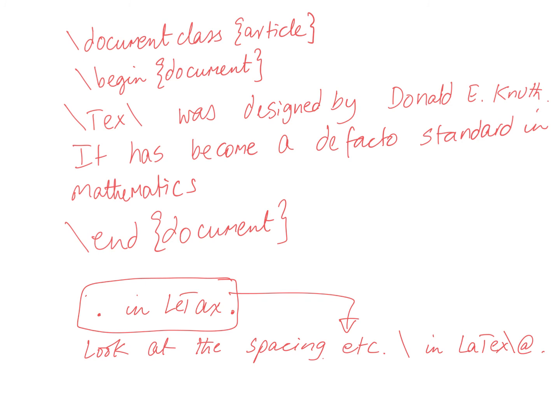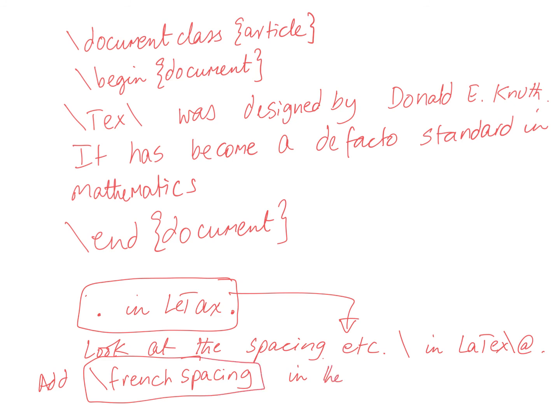Another way to do it is to add French spacing in the preamble. You'll get the same result. Remember, the preamble is the first part of your code. A little while ago, we mentioned the ellipses and dots. So if you wanted to do dots, let's see the difference between both.